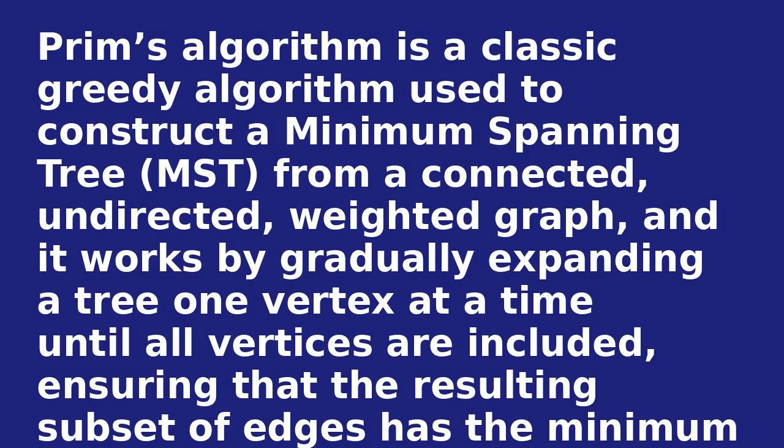Prim's algorithm is a classic greedy algorithm used to construct a minimum spanning tree (MST) from a connected, undirected, weighted graph, and it works by gradually expanding a tree one vertex at a time until all vertices are included, ensuring that the resulting subset of edges has the minimum total weight while keeping the structure free of cycles.